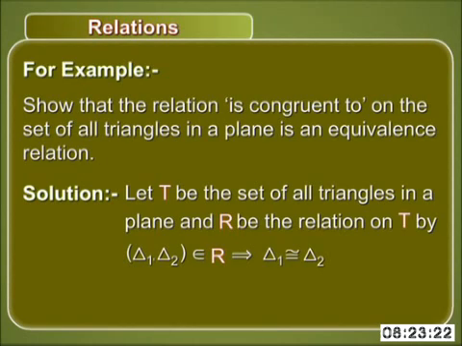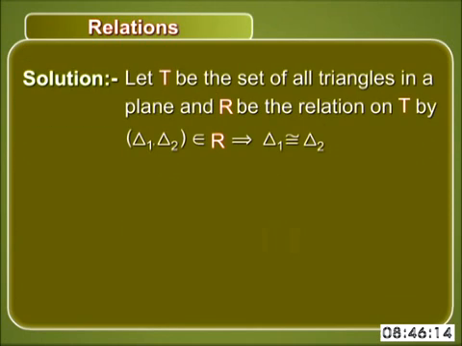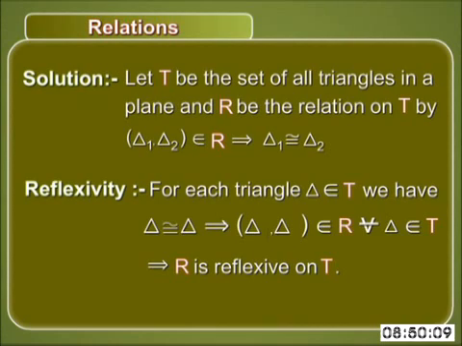Let T be the set of all triangles in a plane and R be the relation on T given by the ordered pair (Δ1, Δ2) belongs to relation R. It means that triangle Δ1 is congruent to triangle Δ2. To prove the reflexivity of relation R, we take a triangle Δ which belongs to the set of triangles T. So, for each triangle Δ belonging to T, we have Δ is congruent to itself, which implies that the ordered pair (Δ, Δ) belongs to relation R for all Δ belonging to T. This implies that relation R is reflexive on set T.